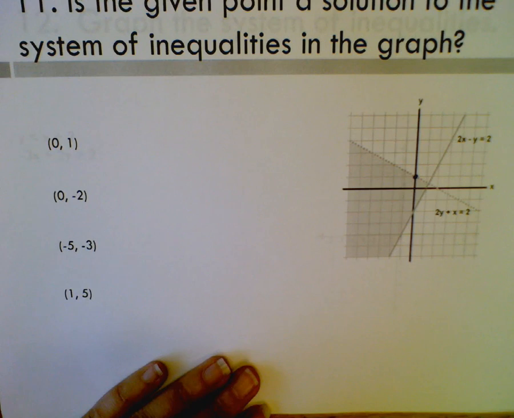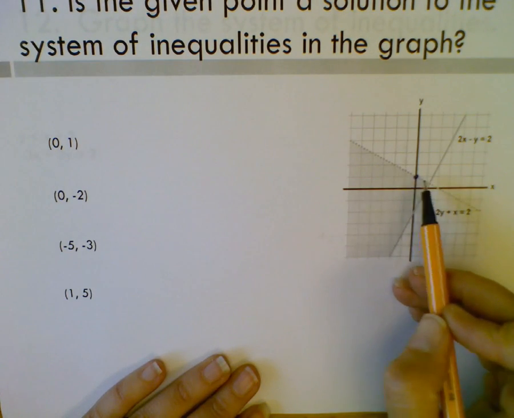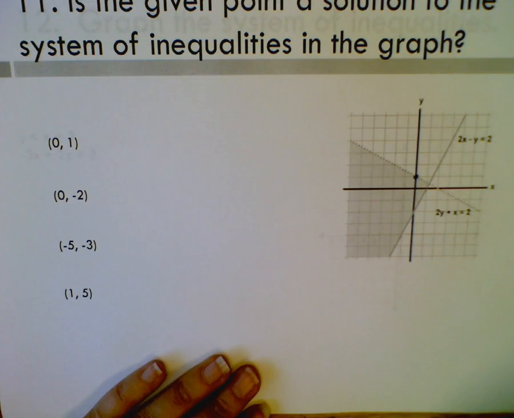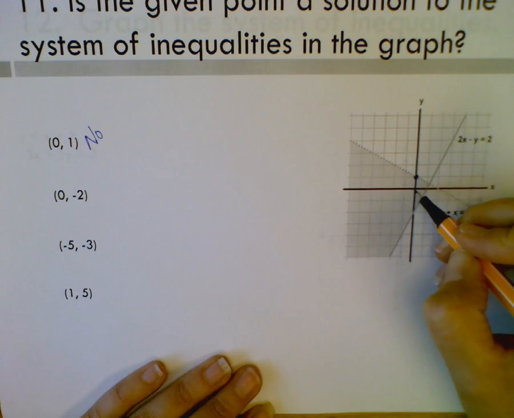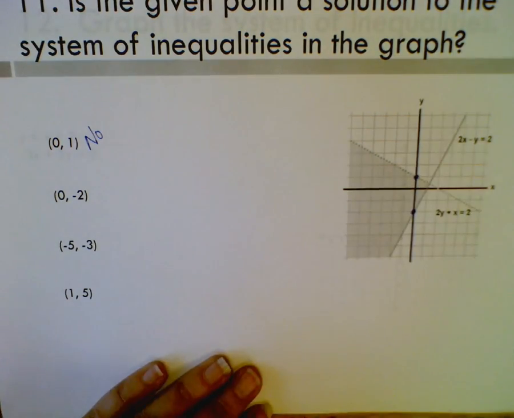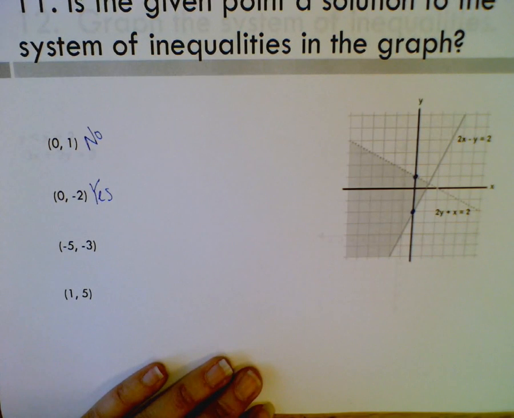Okay, now that's on a dotted line. So since it's on a dotted line, even though it's in the double shaded region, the dotted line means that it's not part of the solution set. Okay, so no, that is not a solution. 0, negative 2. That's on the solid line, and solid means it is part of the solution. So yes, 0, negative 2 would be part of the solution for the system of inequalities.